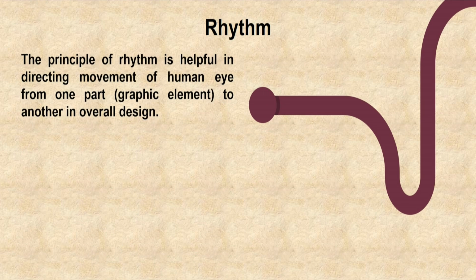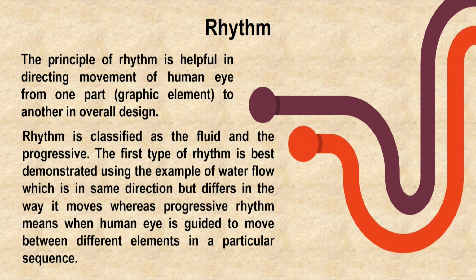The next one is rhythm. The principle of rhythm is helpful in directing the movement of the human eye from one part of the graphic element to another. So in the overall design, sometimes it is very essential to maintain a rhythm or a flow in the eye movement. Rhythm is classified as either fluid or progressive.